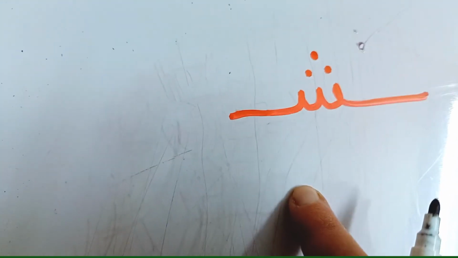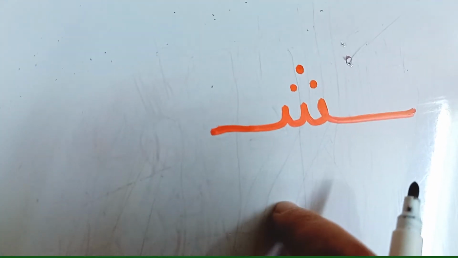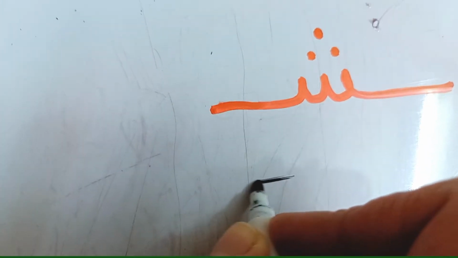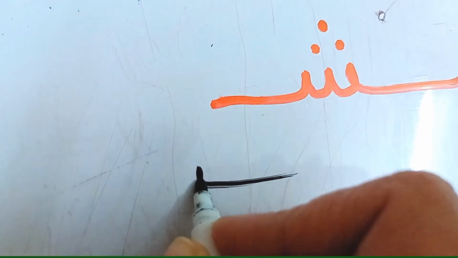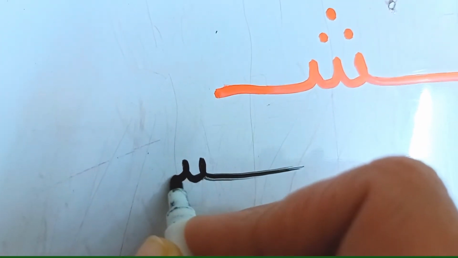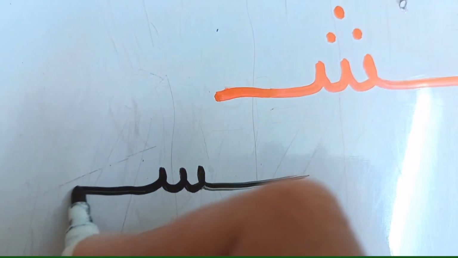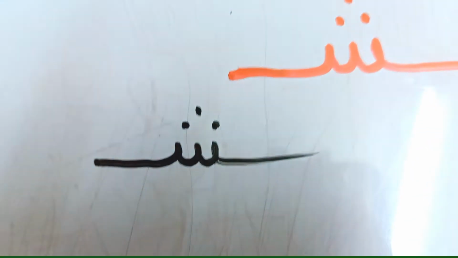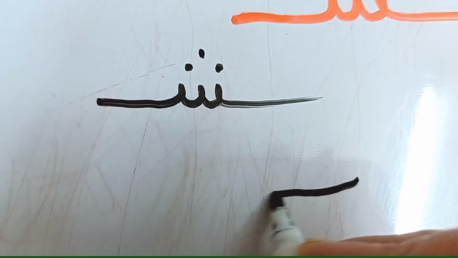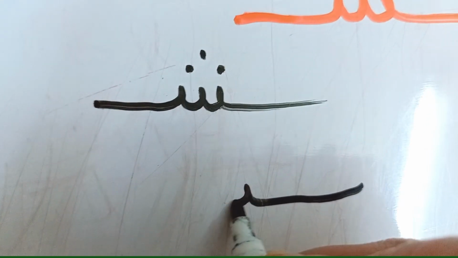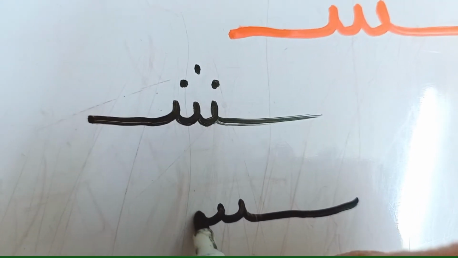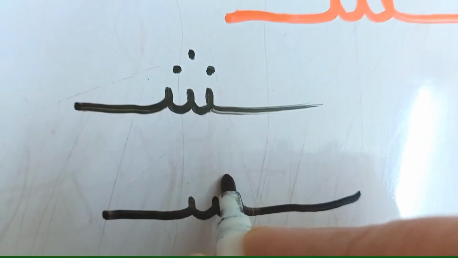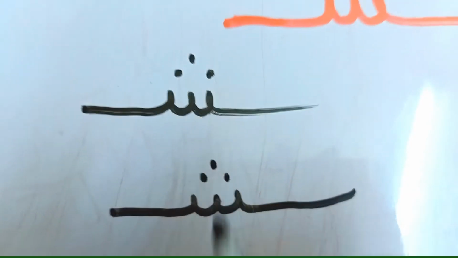the letter Shin when it comes in the middle of the word. Two semicircles. Three dots. One, two, then a line. Three dots above it.